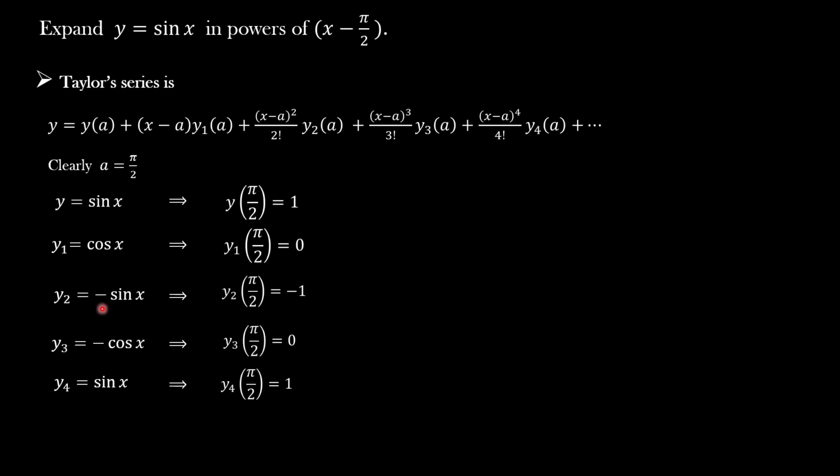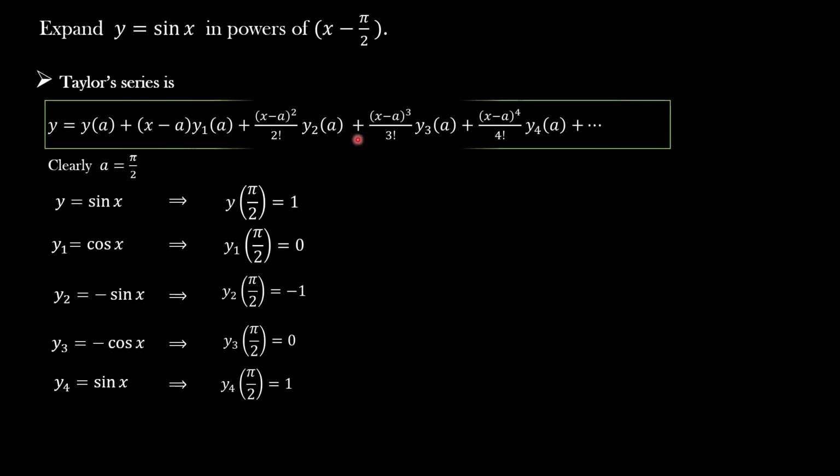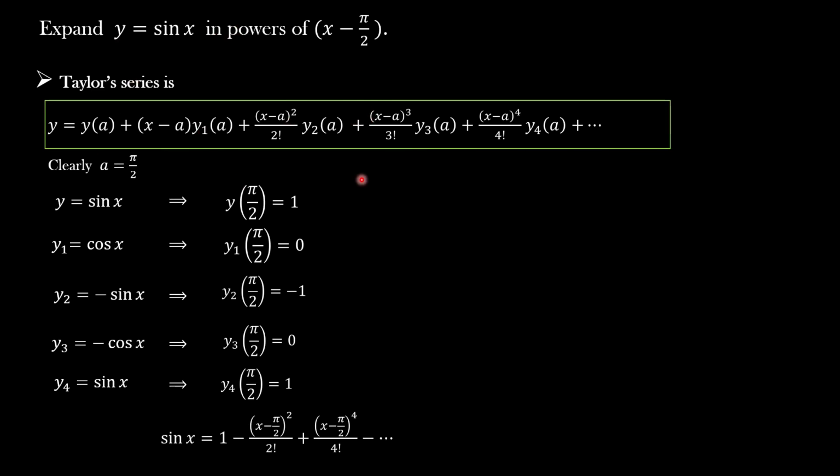Now substitute y1, y2, y3 and y4 at pi by 2 in the Taylor series, so that we will get the series expansion of sin x about the point pi by 2 as sin x is equal to 1 minus (x minus pi by 2) whole square by 2 factorial plus (x minus pi by 2) whole to the power 4 divided by 4 factorial, and so on.